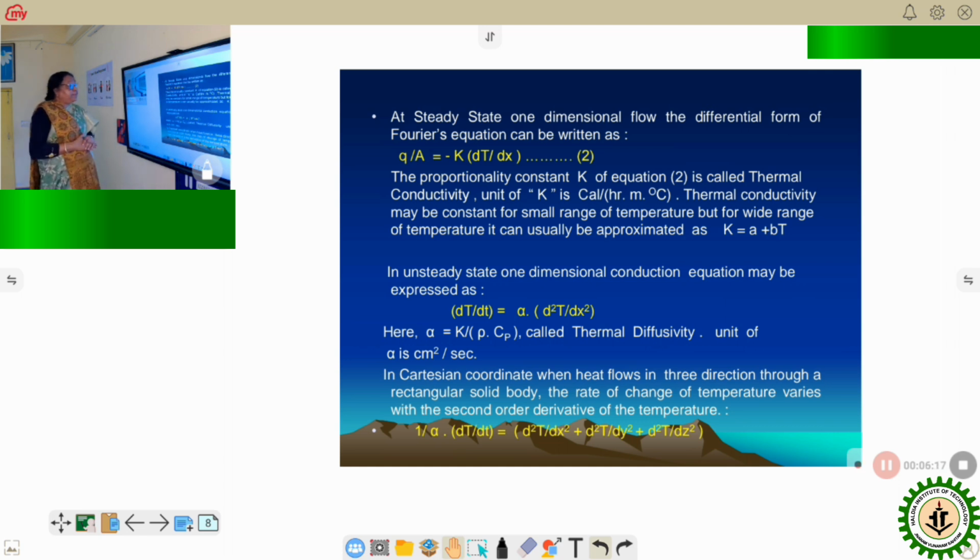In unsteady state one-dimensional conduction, that equation can be expressed as dT by dt is proportional to the alpha. Alpha is equal to k by rho Cp, is called the thermal diffusivity, and unit of alpha is centimeter square per second. In the Cartesian coordinate, when the heat flows in the three-dimensional direction, then the associated conduction equation can be expressed as 1 by alpha dT by dt is equal to del 2T by del x2 plus del 2T by del y2 plus del 2T by del z2.